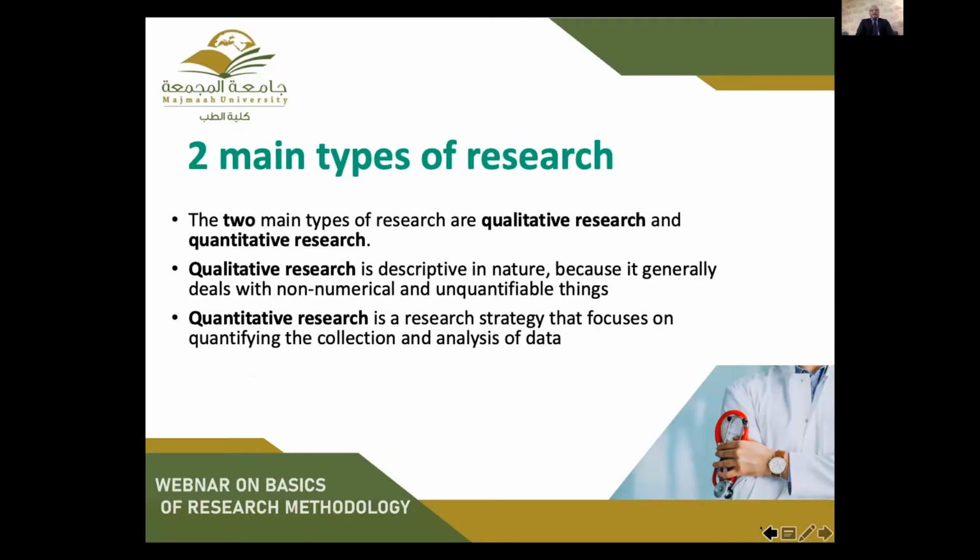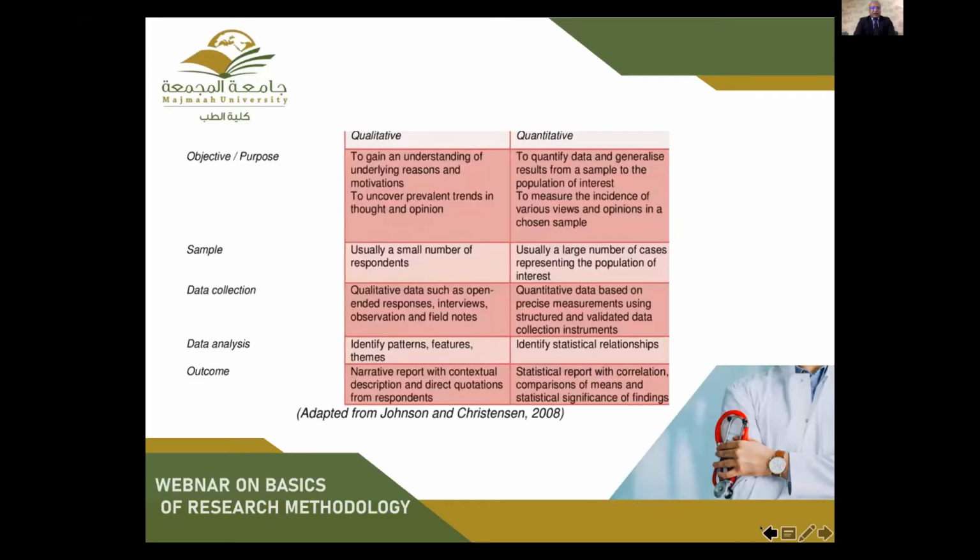Two main types that we keep on talking about, or conducting, are the qualitative and the quantitative. I'm going to explain in my later slides how to differentiate between qualitative and quantitative research. Qualitative research is more descriptive in nature, because it generally deals with non-numerical, unquantifiable things. Quantitative research is a research strategy that focuses on quantifying the collection of data. These are the two basic things that you need to uphold while conducting your research.